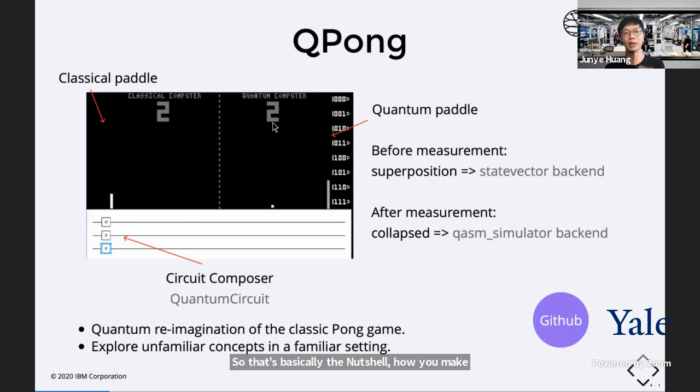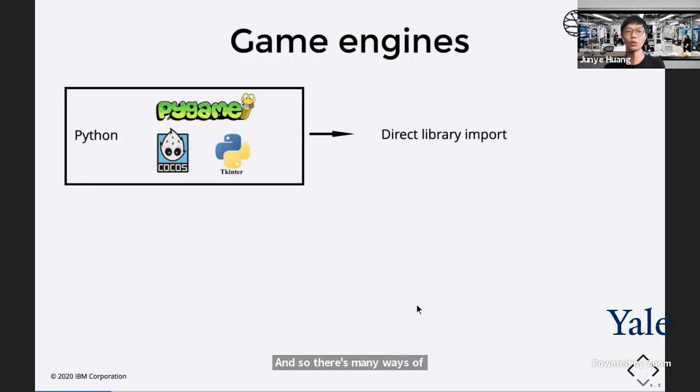You need to have some game engine to run the game, handling the paddle and the collision, but the quantum part is handled by Qiskit. There are many ways of making quantum games, and there are many game engines. If you know how to make games, you know Python is not the best language for making games because the game engines are not very developed. These are a few examples of game engines in Python. Because it's in Python, you can just use direct library imports integrated with Qiskit. That is the most straightforward way to make a quantum game.